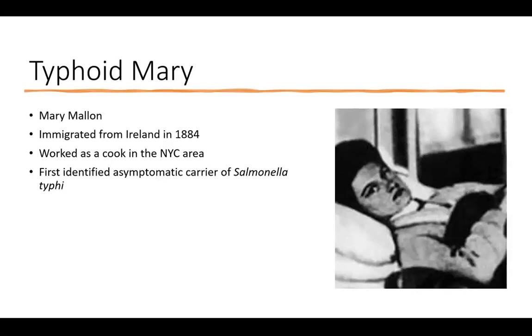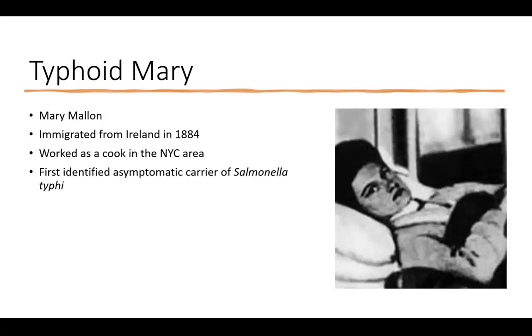One of the classic stories of quarantine was Typhoid Mary. Typhoid Mary, her name was Mary Mallon, but she's known more famously as Typhoid Mary. She was somebody who immigrated from Ireland in 1884. Now you have to keep in mind the political context here. This was a time when there were lots of immigrants coming to the United States from Ireland, and they were mostly poor, working class individuals.